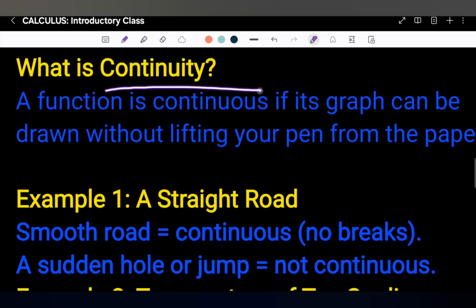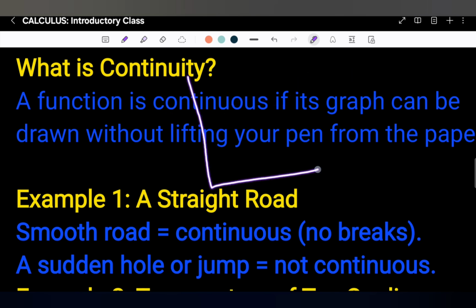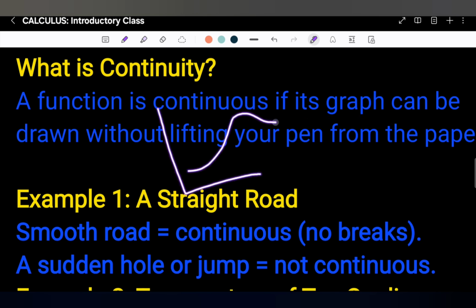Next is continuity. What is continuity? A function is continuous if its graph can be drawn without lifting your pen from the paper. For example, you are drawing one graph like this, so there is no need to lift the pen. But if you are drawing one graph which is like this, then next is like this, you have a need to lift your pen because you can't draw it without lifting the pen. So in simple words, as per layman language, the graph which we can draw without lifting our pen is known as a continuous function.